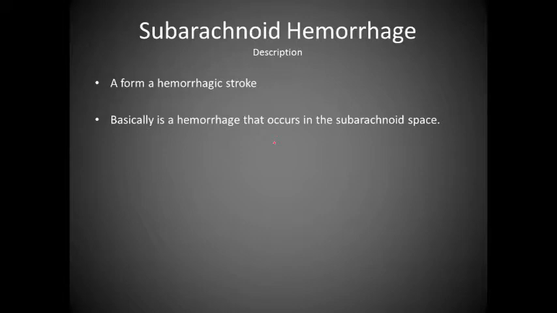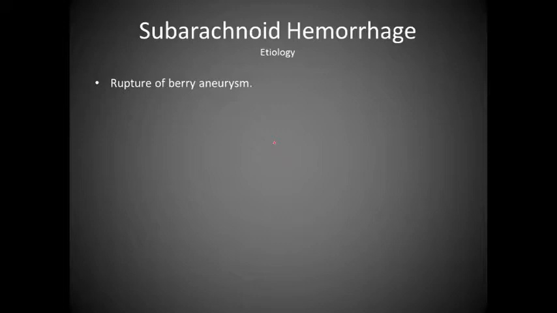So that brings us to a subarachnoid hemorrhage. The subarachnoid hemorrhage is a form of a hemorrhagic stroke, and it's basically a hemorrhage that occurs in the subarachnoid space. It can be caused by a rupture of a berry aneurysm, which we'll see, and it's most often associated with excruciating headaches and unconsciousness.